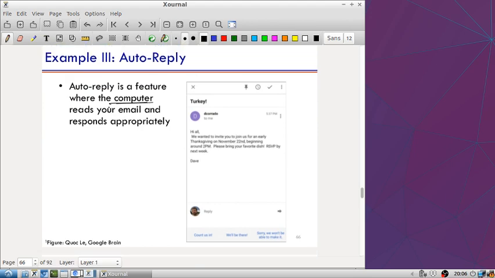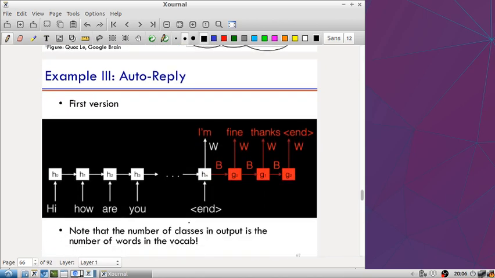Basically the computer reads the email that you need to respond to, and then it responds appropriately. So I guess these are the responses here. And how does it work? The first version is as follows.